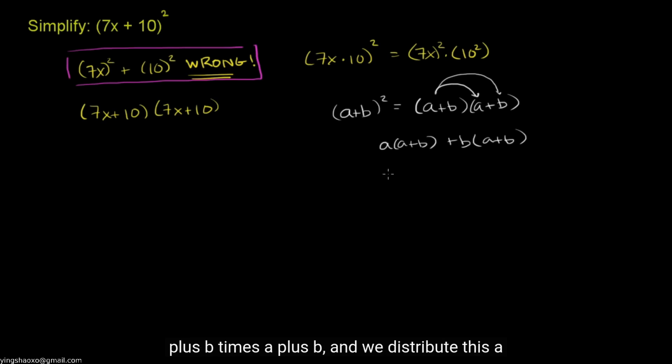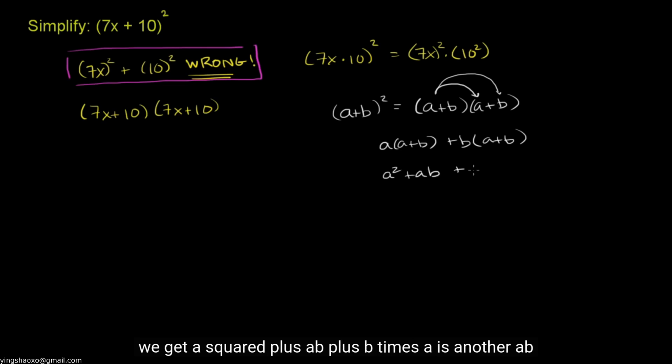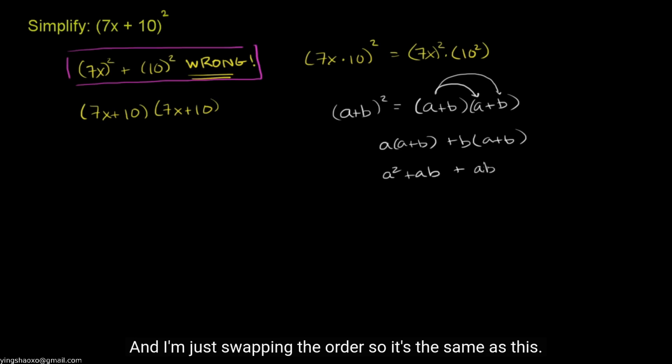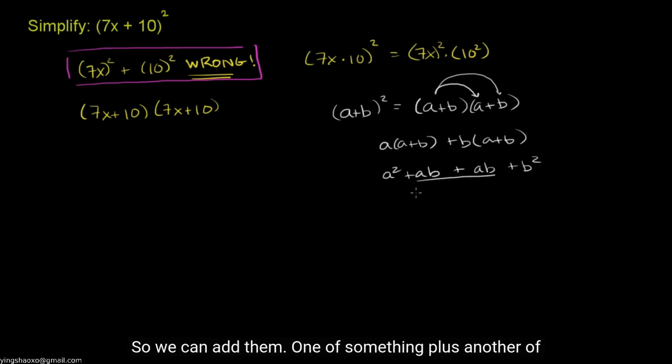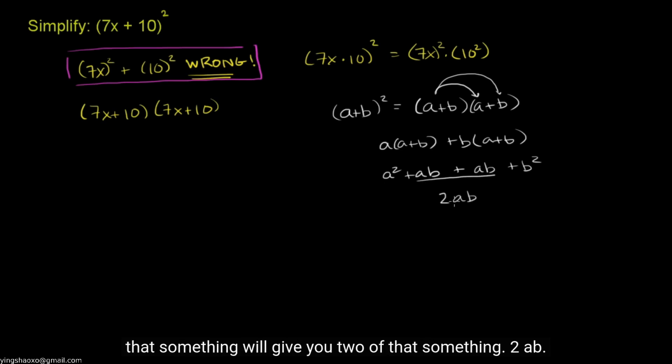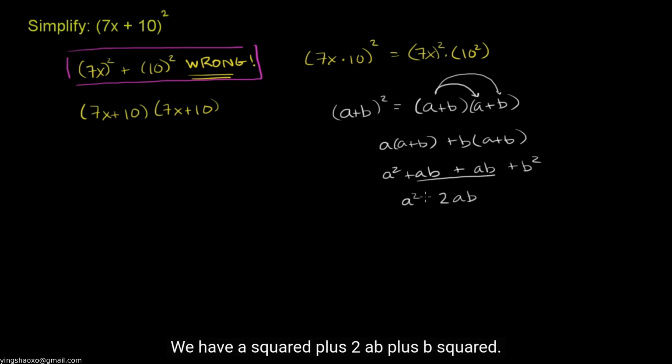And then we distribute this a, we get a squared plus ab, plus b times a is another ab, and I'm just swapping the order, so it's the same as this, plus b times b, which is b squared. These are like terms, so we can add them. One of something plus another of that something will give you two of that something, 2ab. We have a squared plus 2ab plus b squared.